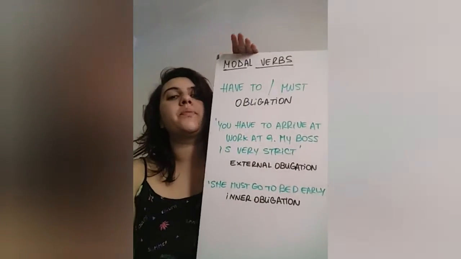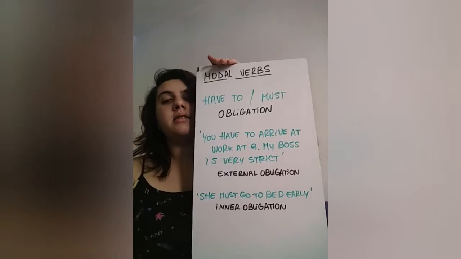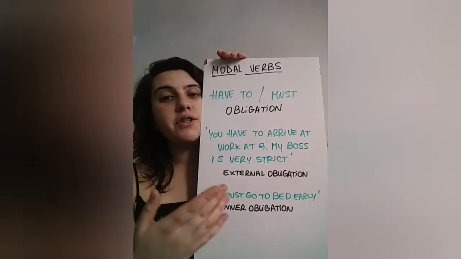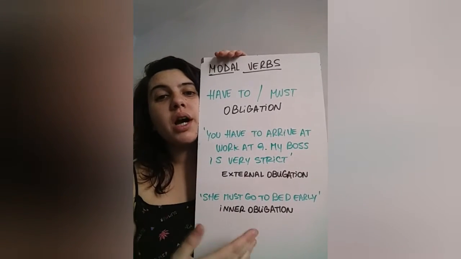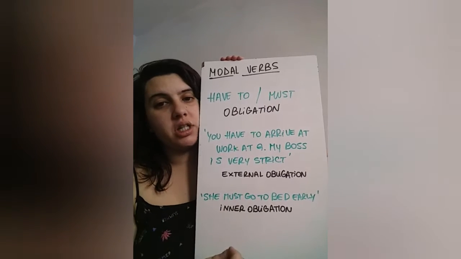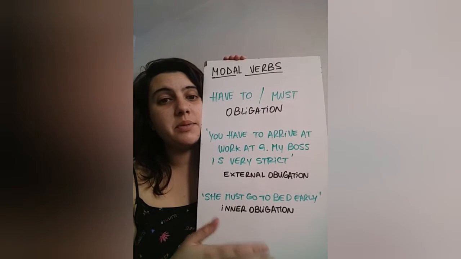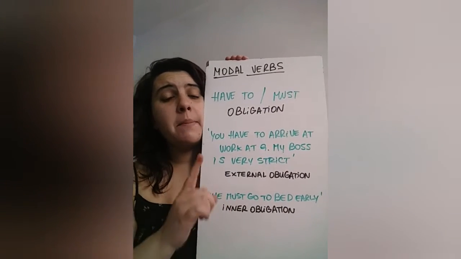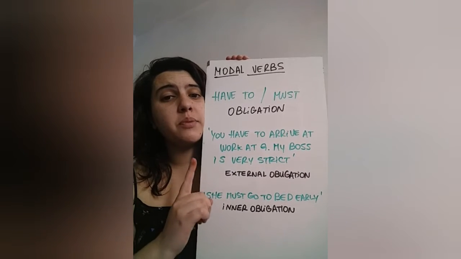So let's continue with the next one. We're going to talk about have to and must. Okay, so let's see what this is all about. So as I said before, we're going to use have to and must to talk about obligations. Y vamos a utilizar el have to y el must para hablar de obligación. Pero hay una diferencia entre estas dos expresiones.